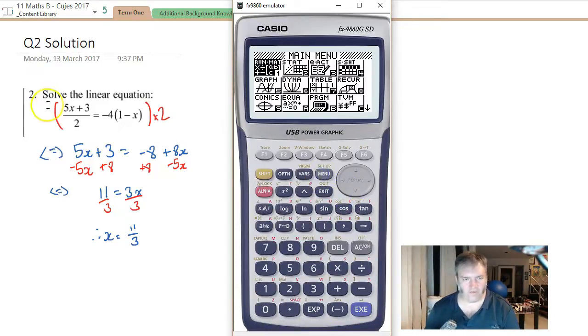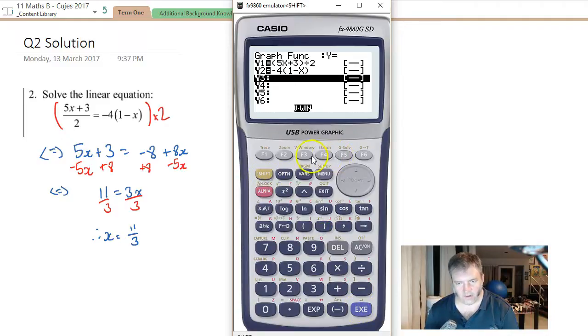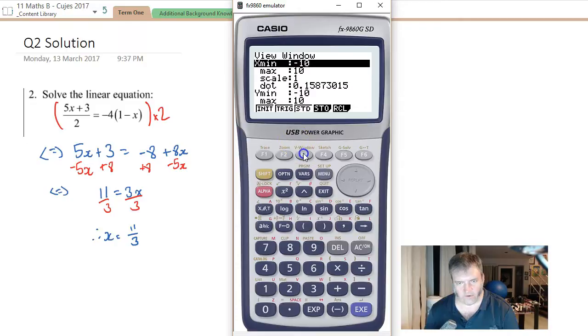So menu. Here I've got 2 linear equations. Well, if I find where they're equal to each other, that's going to then tell me what the solution should be. So let's just type in bracket 5x plus 3, close bracket divided by 2. That's my first one. And my other equation, negative 4 outside of 1 minus x. So negative 4 bracket 1 minus x. Close the bracket. I want to make sure my viewing window, I'll just go to the standard one.